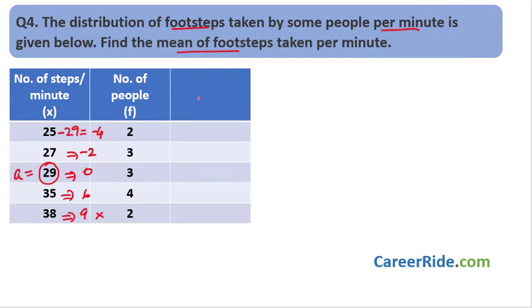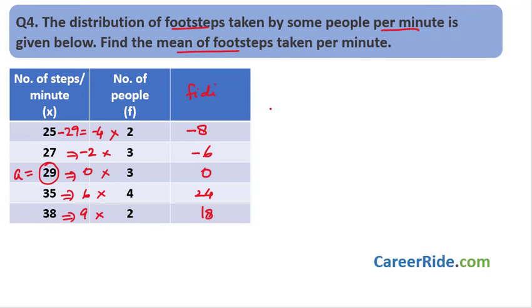Next thing is, I have to find out my third column, that is fidi. I have to multiply it by the frequency, right? So I am multiplying it with the frequency now. So minus 4 into 2 is minus 8. This is minus 6. This is 0. 6 4s are 24. 9 2s are 18. So this is my individual value for fidi.